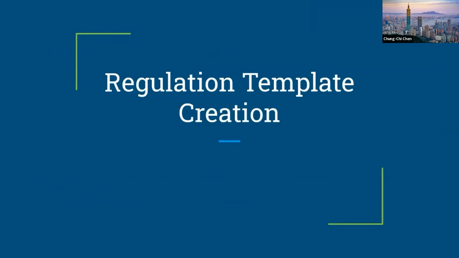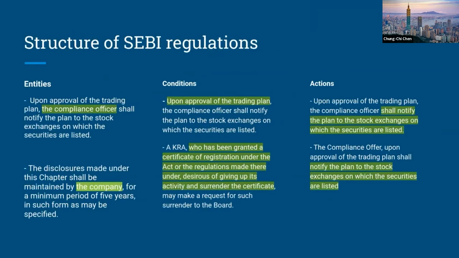The regulation template creation module helps in molding a regulation into a pseudocode-like format for better understanding of the regulatory documents. The structure of SEBI regulations is very well defined, and it has entities, conditions and actions, where entities are the subject of regulation, and upon them certain actions are to take place upon fulfillment or non-fulfillment of a particular condition. For example, compliance officer is the entity, upon approval of the trading plan is the condition, and shall notify the plan to stock exchanges is the action.